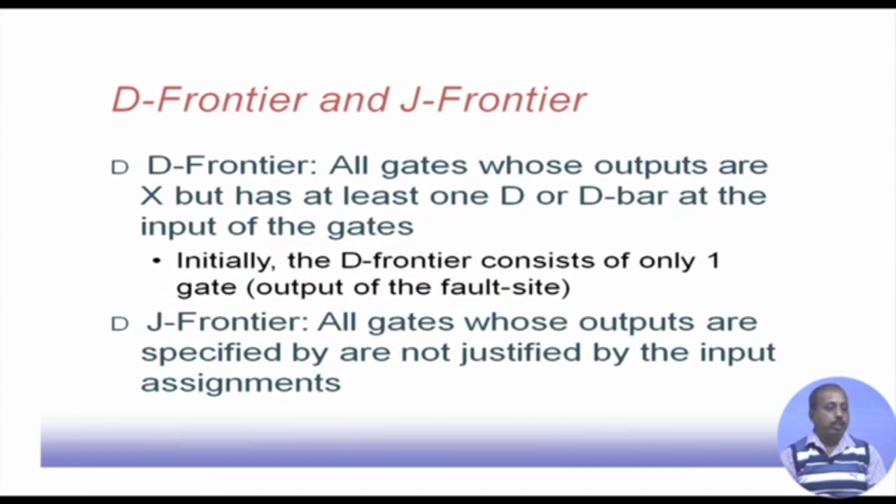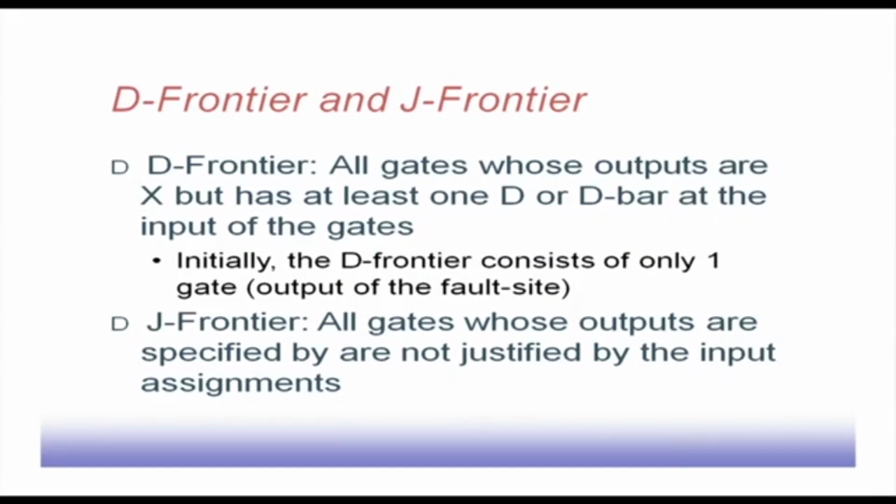These are the two terms that we need to define: D frontier and J frontier. The D frontier consists of all gates whose outputs are X but which have at least one D or D bar at the input of the gate. Initially the D frontier consists of only one gate, the output of the faulty site, but at any point of time the D frontier will have all those gates whose outputs are X but at least one D or D bar input is present. It is as if D is going to advance through that point. That is why it is called a D frontier.